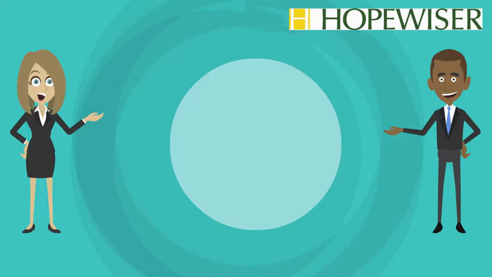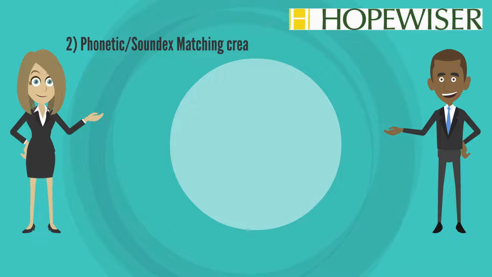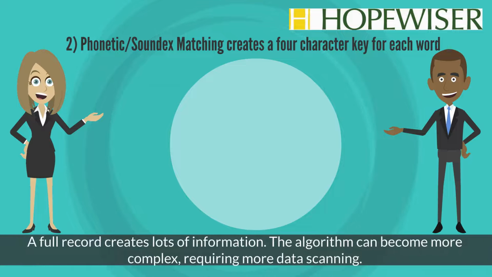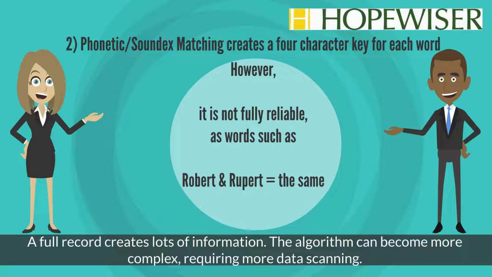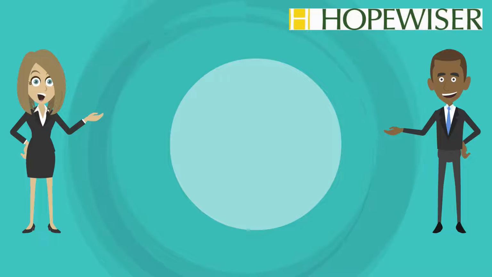Phonetic or soundex matching is useful when using limited amounts of data, as it generally creates a 4-character key for each word to match against. However, at the same time, Robert and Rupert are the same when using a soundex routine. Therefore, this system cannot be fully relied upon.